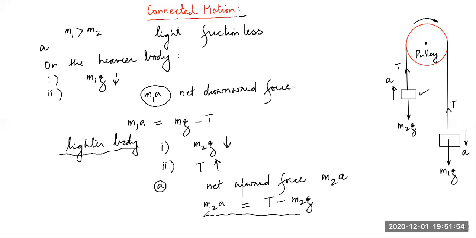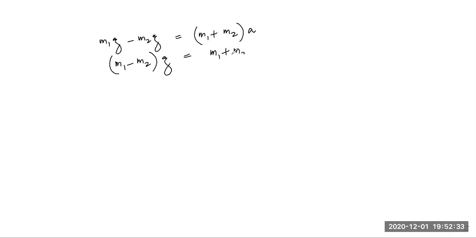Very good. So this is the first equation. This is the second equation we got. All right. So when we add both the equations, we get m1g minus m2g is equal to m1 plus m2 into a, right? We can also say, we can take g common, m1 minus m2 into g is equal to m1 plus m2 into a.